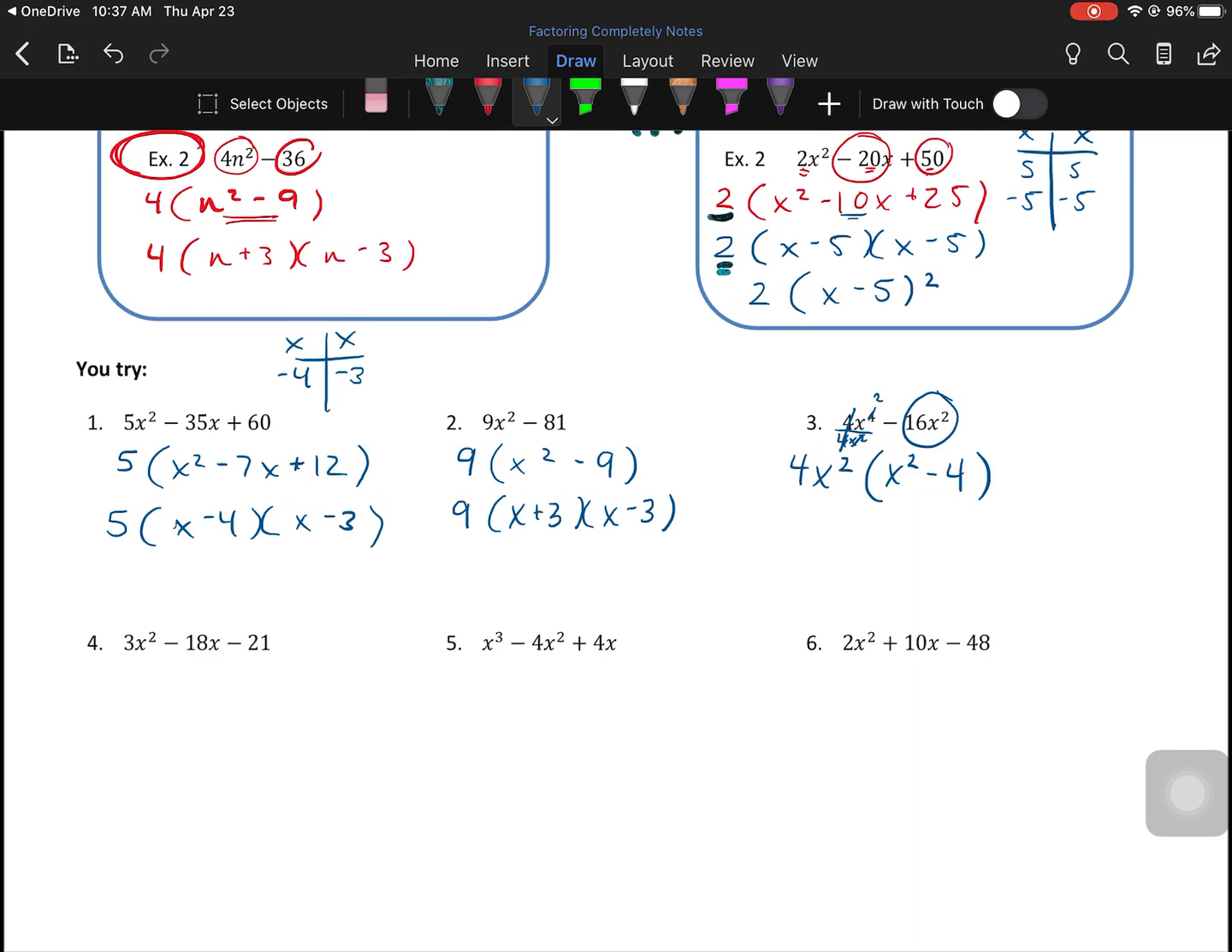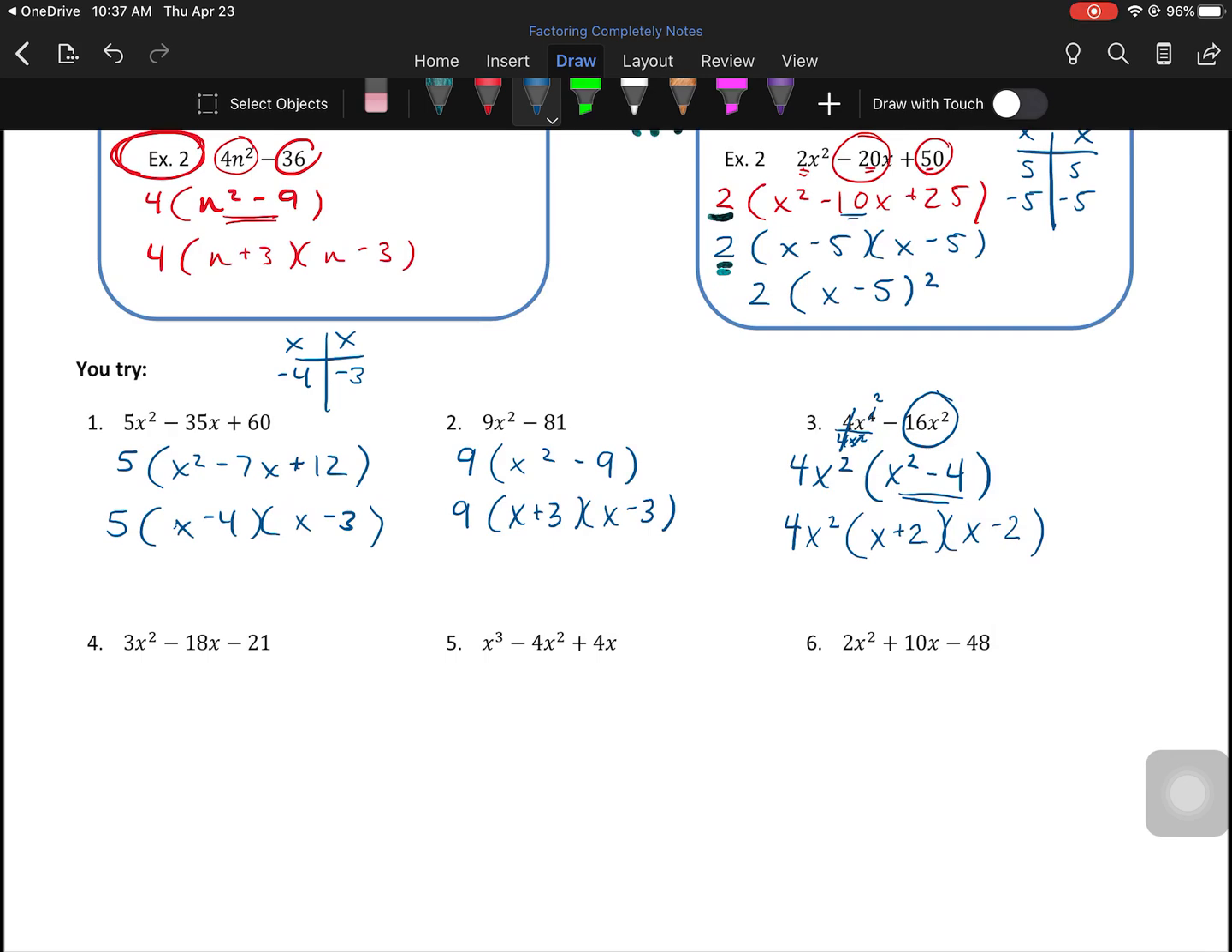At this point, you only did your GCF factoring, which means there's another step when you're factoring completely. I can factor this thing, which is a difference of 2 squares, to be x plus 2, x minus 2. And now it's done being factored.